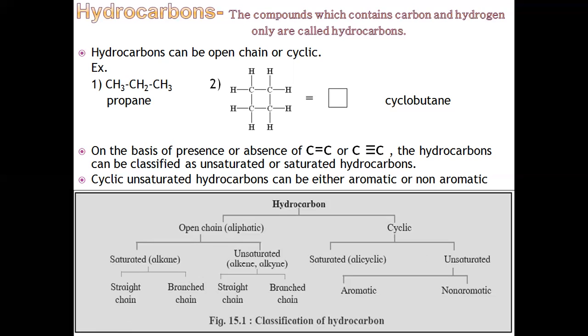Unsaturated cyclic hydrocarbons means the cyclic hydrocarbons in which the ring is formed by carbon-carbon double bond or triple bond. These unsaturated cyclic hydrocarbons are classified as aromatic or non-aromatic hydrocarbons. What is meant by aromatic hydrocarbons? An aromatic hydrocarbon means the compound contains at least one benzene ring in its structure. The compounds that do not contain a benzene ring are called non-aromatic hydrocarbons.